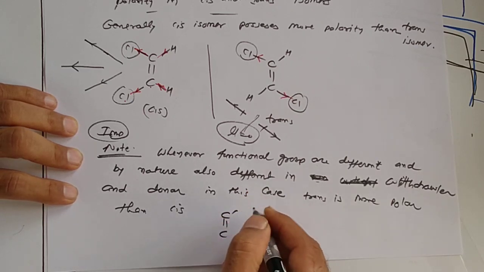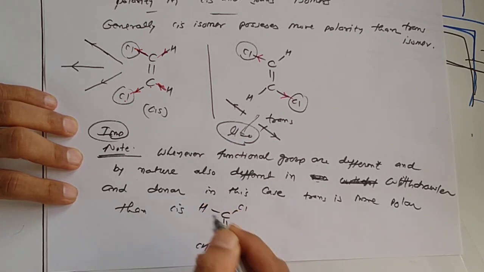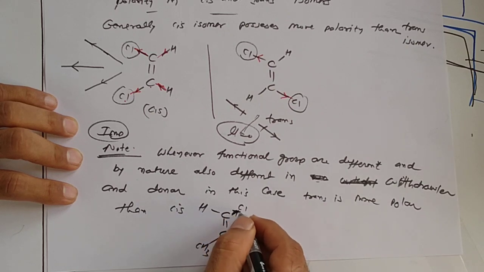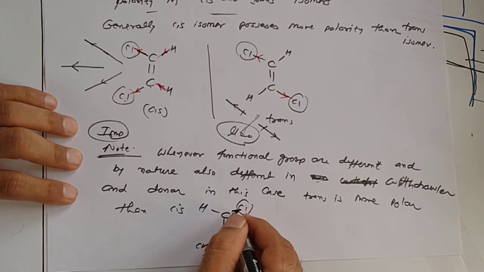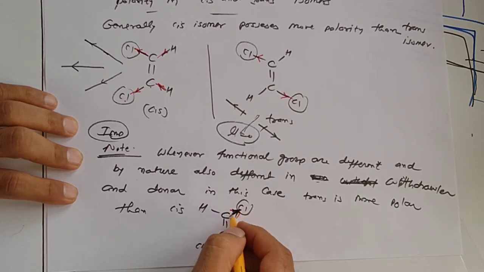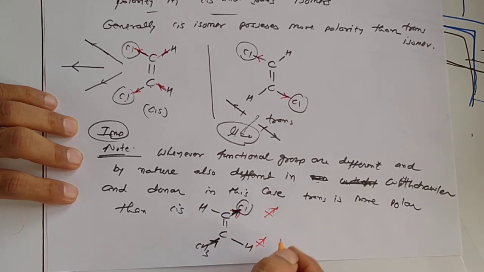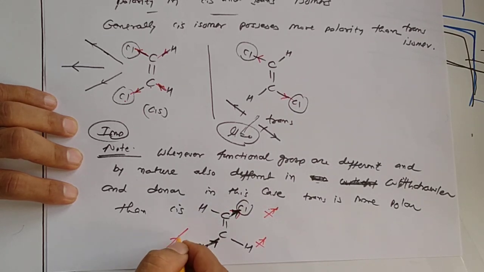Here carbon-carbon double bond. Here is Cl, but here is CH3. Here is H, here is H. Chlorine is a withdrawing group, it attracts electrons. Methyl is a donor group. So the directions of both vectors are the same. So this one is more polar.